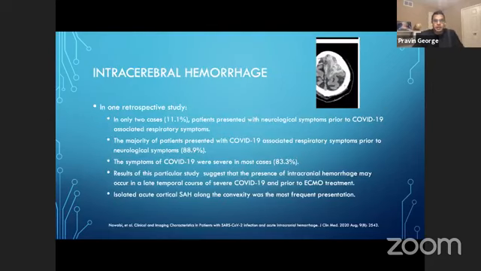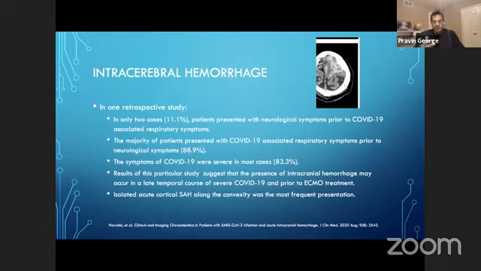Only in 2 cases did patients present with neurological symptoms prior to COVID-19 associated respiratory syndrome. The majority of patients presented with COVID-19 respiratory symptoms first, and the symptoms were severe in most of these cases. The results suggest that the presence of ICH may actually occur as a late temporal course of severe disease. But a lot of them actually happen prior to ECMO, which is an interesting thing, because I would have thought that maybe ECMO led to some of these subarachnoid hemorrhages.